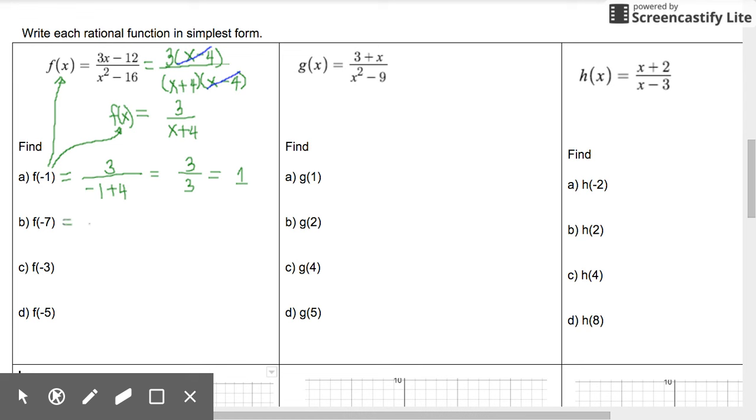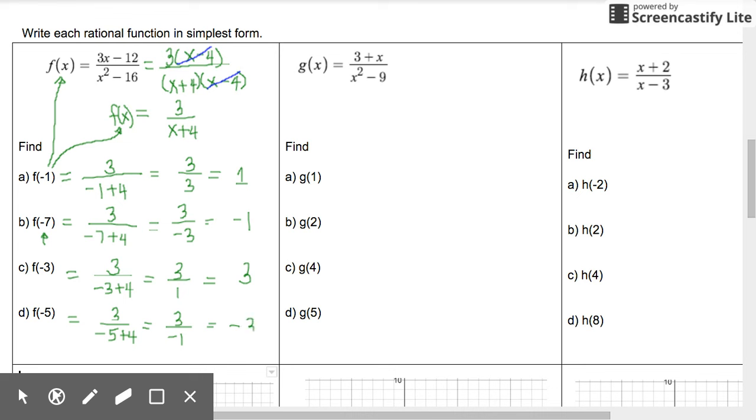For f of negative 7, we'll have 3 over negative 7 plus 4. So the x in the simplest form turns into the number that we have here for the input. So this becomes 3 over negative 3, which gives us negative 1. F of negative 3 would be 3 over negative 3 plus 4, which gives us 3 over 1, and so we're going to get 3. For f of negative 5, we'll have 3 over negative 5 plus 4, which gives us 3 over negative 1, which gives us negative 3.